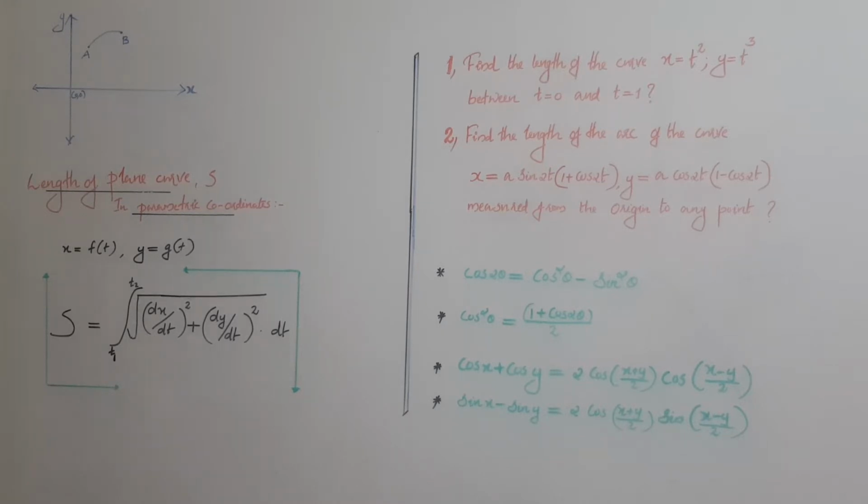Consider a curve AB. Suppose x is equal to f of t and y is equal to g of t is the parametric equation of the curve, and t1 and t2 are the values of the parameter t corresponding to the points A and B on the curve. Then the length of arc AB is given by S is equal to integral t1 to t2 root of (dx by dt) square plus (dy by dt) square into dt.